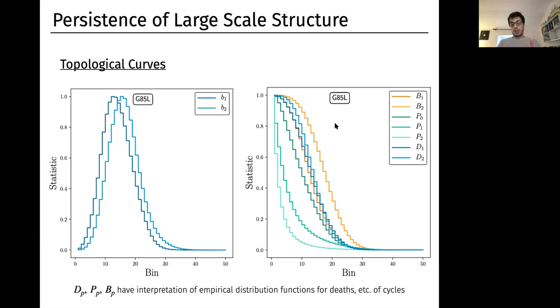And this is for the Gaussian case, and then we can compare how this empirical distribution behaves with and without non-Gaussianity. This on the left is Betti curves. I don't have time to explain, but you can ask me in the discussion session if you are interested.